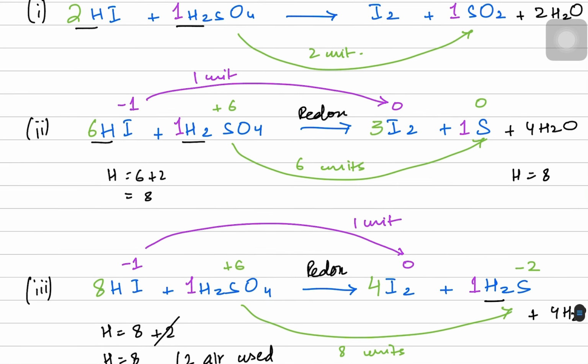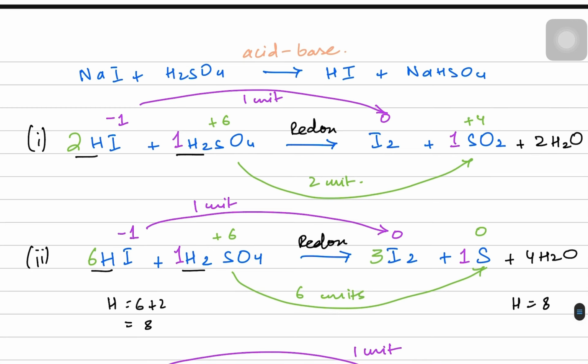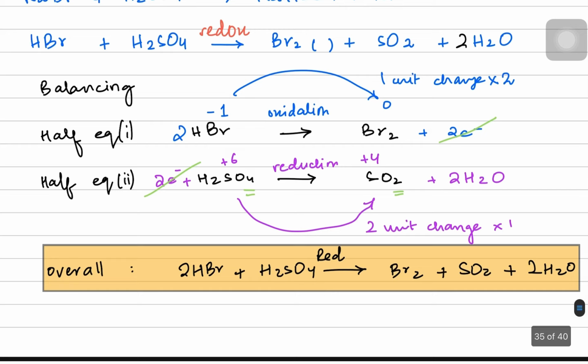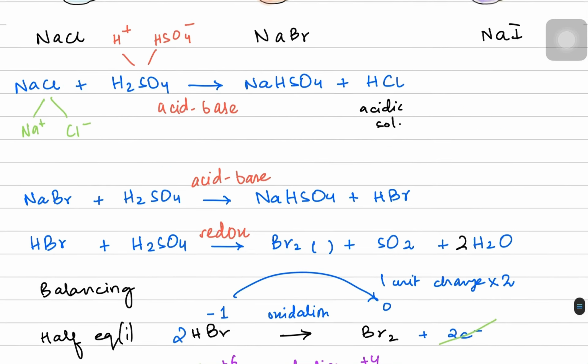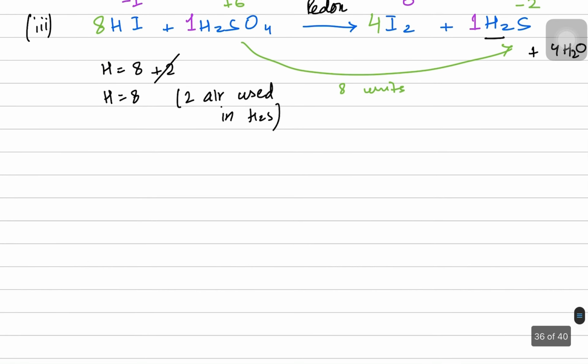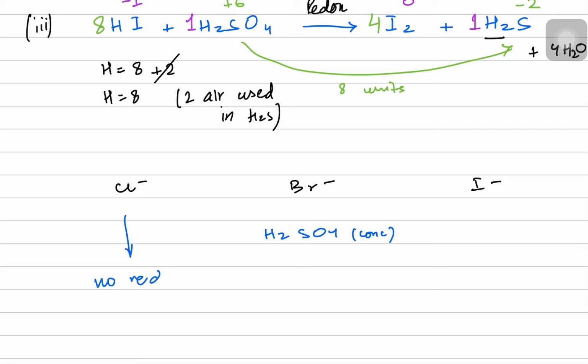These reactions of HI with concentrated sulfuric acid are redox in nature. Even the hydrogen bromide reaction was redox, but the chloride reaction was not redox, it was acid base and double displacement. So chloride, bromide and iodide have behaved differently. With sulfuric acid, if it's concentrated, chloride will give you only acid-base reaction. So no redox happens here. Chloride minus can't be oxidized even by concentrated sulfuric acid.